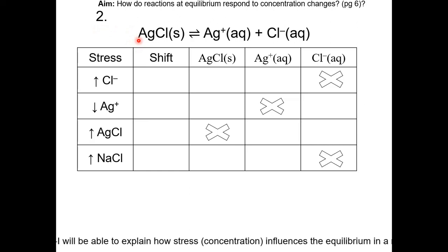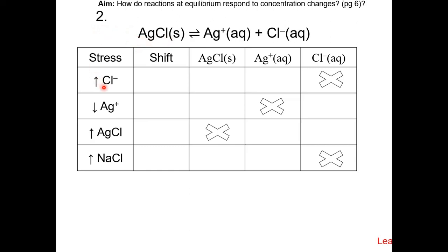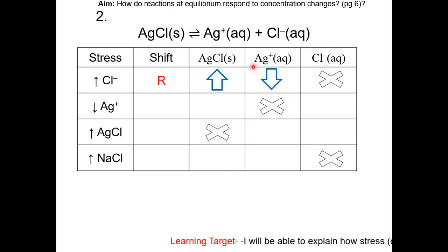Let's look at question 2. Here we're given a saturated solution of silver chloride. Let's look at the first stress. We're increasing the chloride ion. Since chloride ion is on the product side, if we add more of it, it'll shift to the opposite side, which is the reactant side. Since silver chloride is on the reactant side, it will increase. Silver ion, which is on the product side, will decrease.